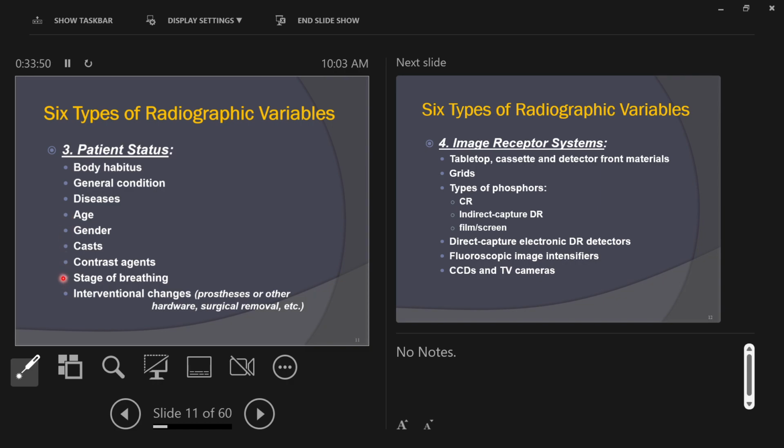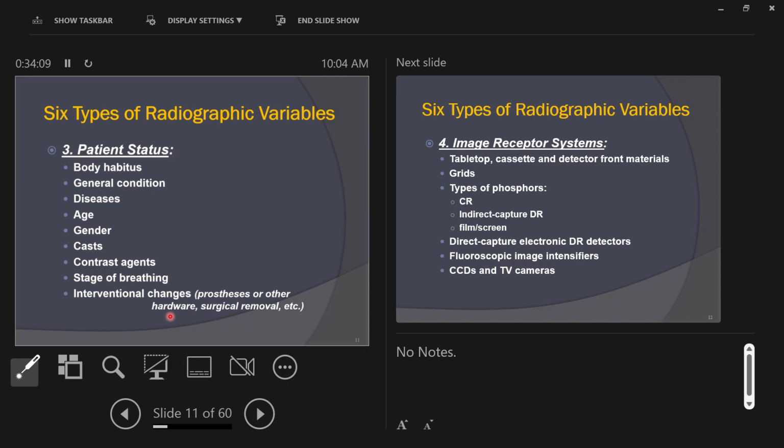Stage of respiration matters. On full expiration, a full breath out, your lungs are compressed, relatively more dense than when they're expanded. Okay. Interventional changes such as prostheses or surgical hardware, those are additive things, right? Or they might even be artifacts on the image.